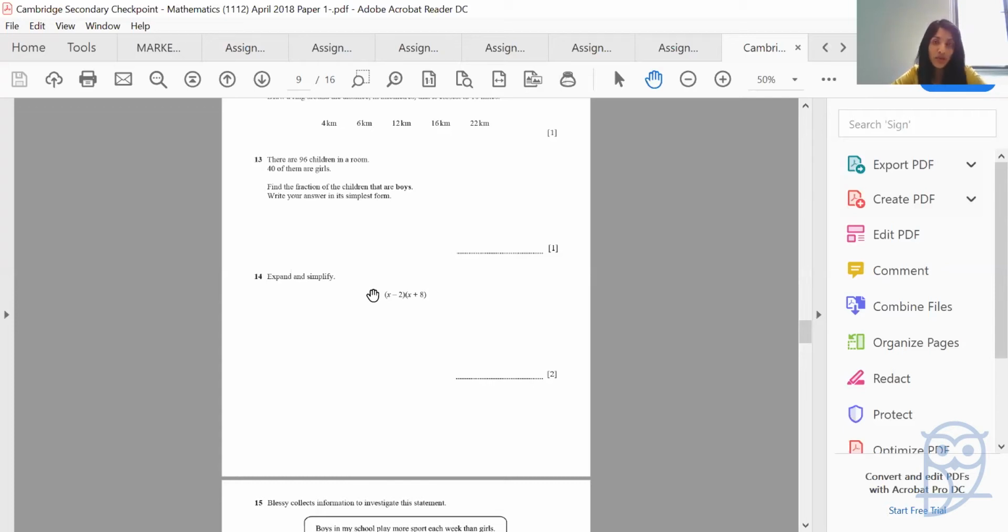Then what do we do? We say 56 divided by 96, and your answer will be 7 over 12. So guys, you can use your calculator to work that out. You basically say 56 divided by 96, and your answer would give you 7 over 12.